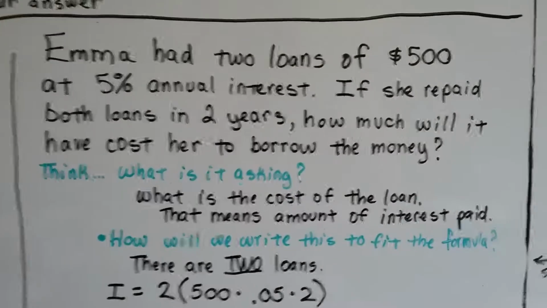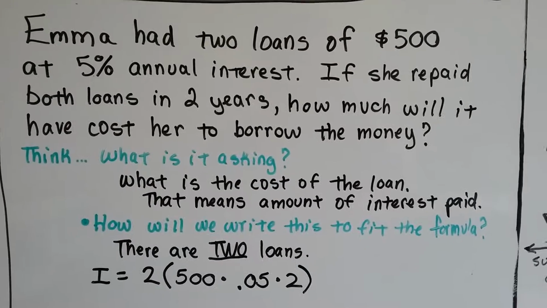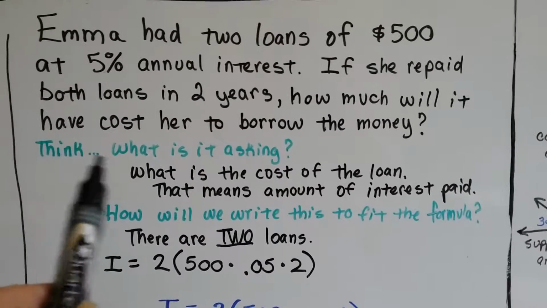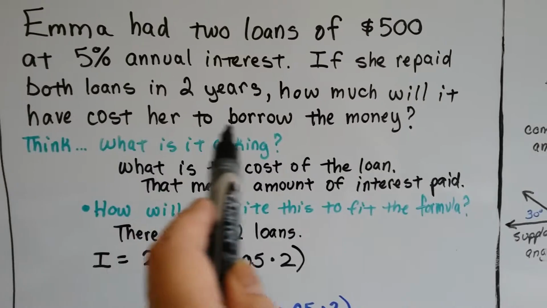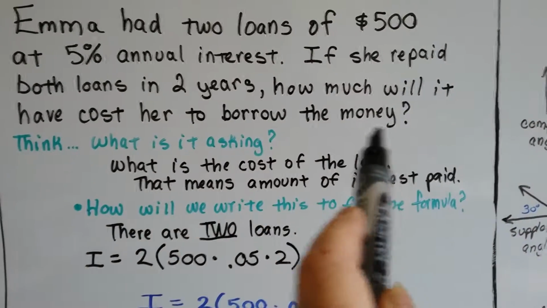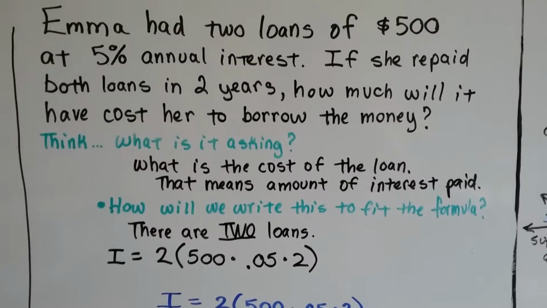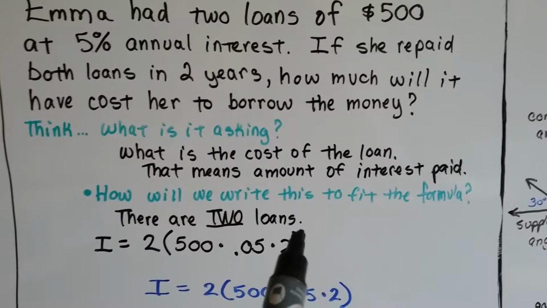All right? Emma had 2 loans of $500 at 5% interest. If she repaid both loans in 2 years, how much will it cost her to borrow the money? Okay, think. What is it asking? What is the cost of the loan for her to borrow the money? That means the interest paid. They don't want the total. They just want to know what the interest is going to be. How will we write this to fit the formula?